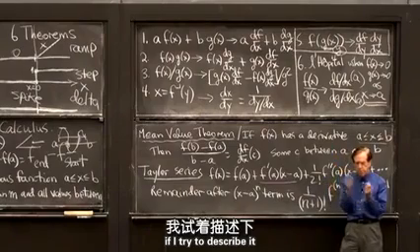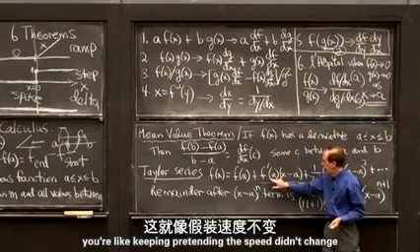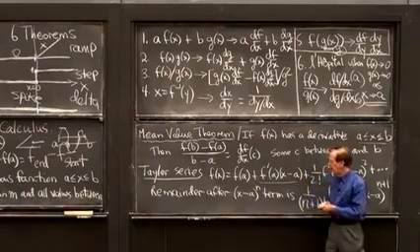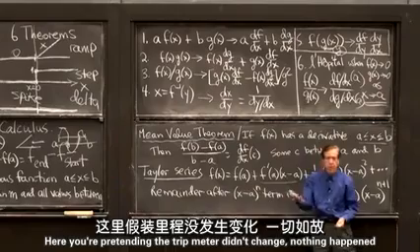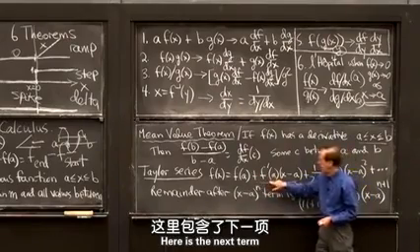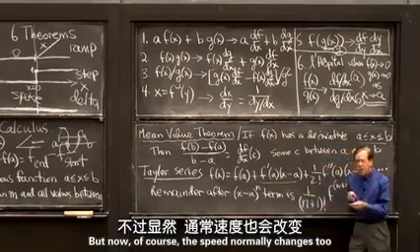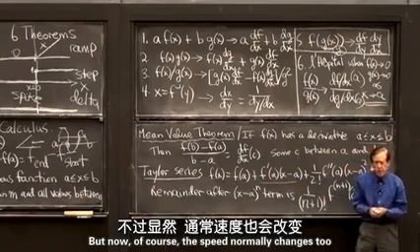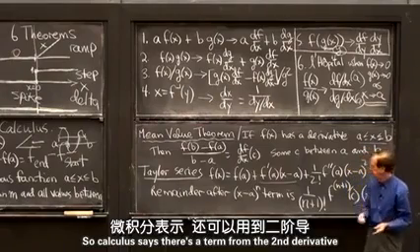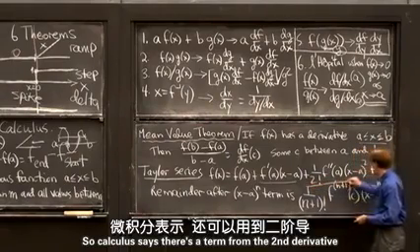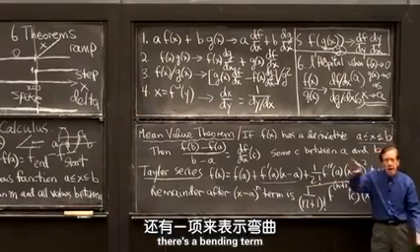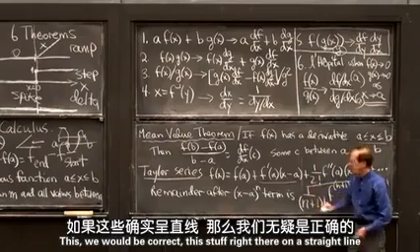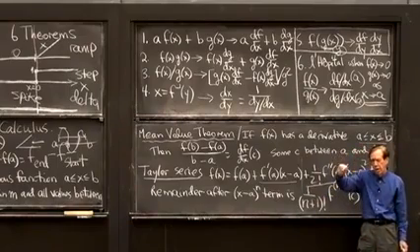If I try to describe it, you're pretending the speed didn't change. Here you're pretending the trip meter didn't change. Nothing happened. Here is the next term. But now, of course, the speed normally changes too. So calculus says there's a term from the second derivative. There's a bending term. We would be correct to stop right there on a straight line.